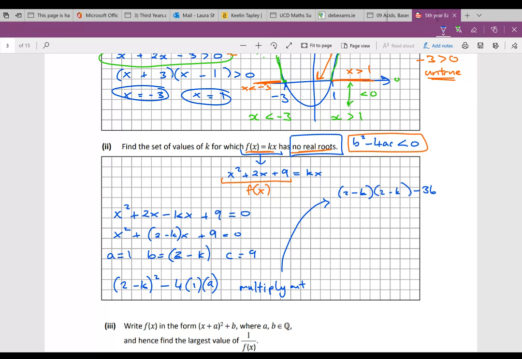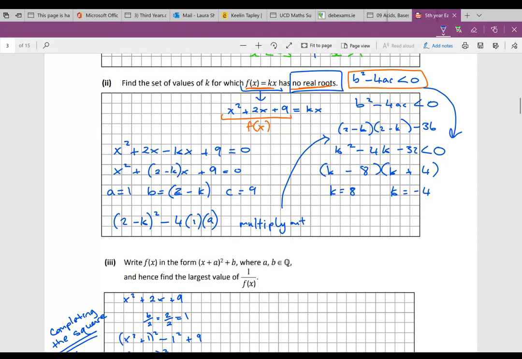So when I figure it all out, I'll get k squared minus 4k minus 32, and I want that to be less than 0. Remember I've got b squared minus 4ac less than 0. Again, find my roots, which I should be able to do extremely easily. So it's minus 8 and plus 4. So k is equal to 8. k is equal to minus 4.